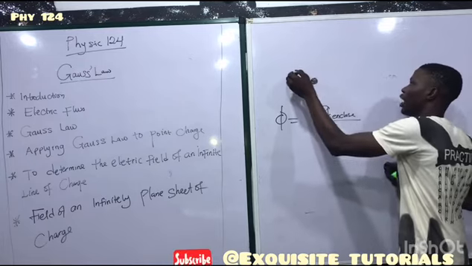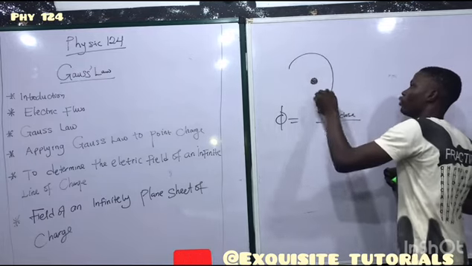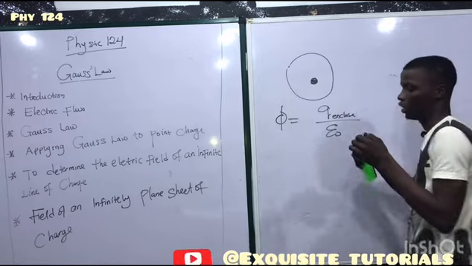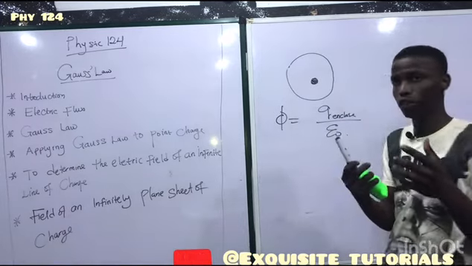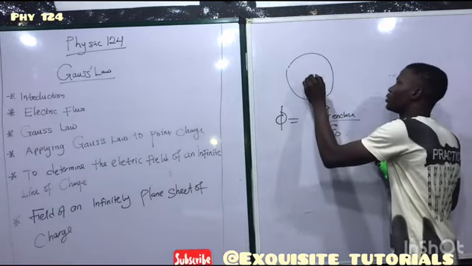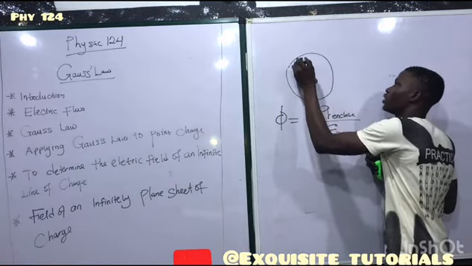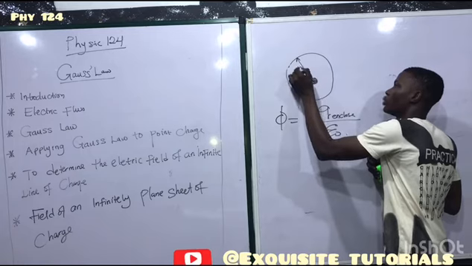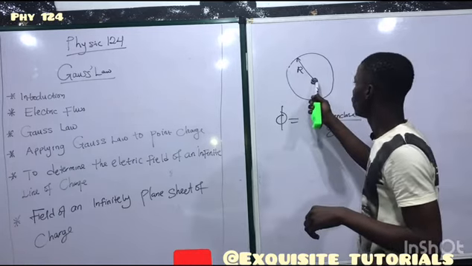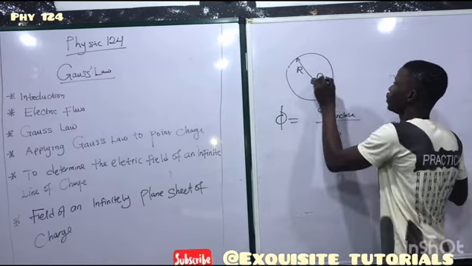So I'll be taking a sphere, because if you look at the structure of a sphere, it's almost similar to that of an electron. The distance from the center of the sphere to its surface, let's take it to be r. So this is the electron, the quantity of the charge rather.